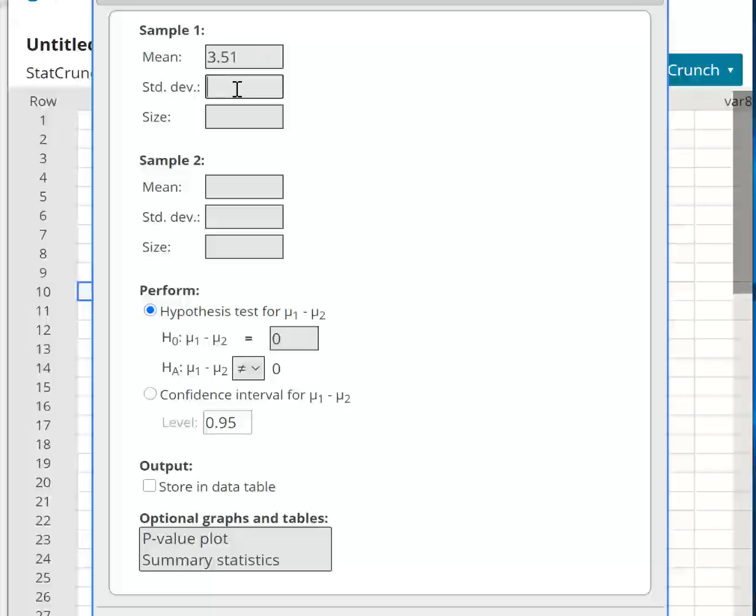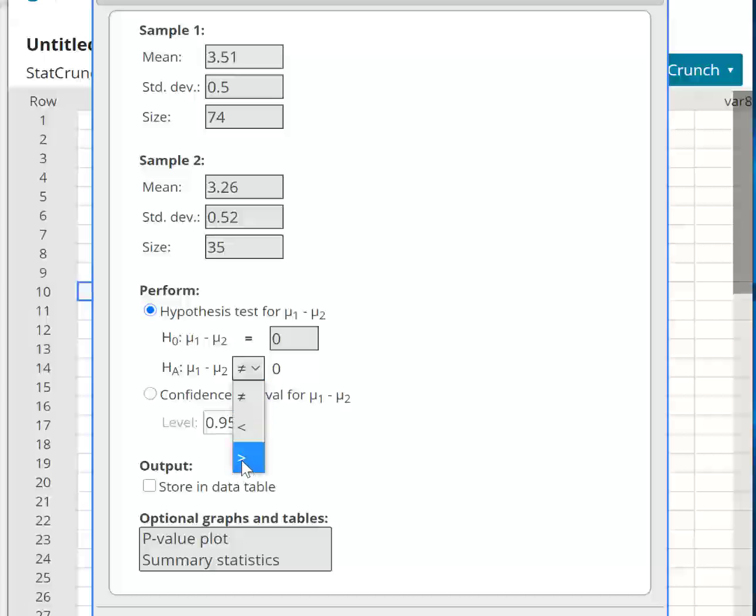Standard deviation of the population, which is 0.5. Sample size was 74. That's for the first company. Second company, the mean was 3.26. Standard deviation was 0.52. And the sample size was 35, I believe. Okay, we need to check if mu1 is bigger than mu2.